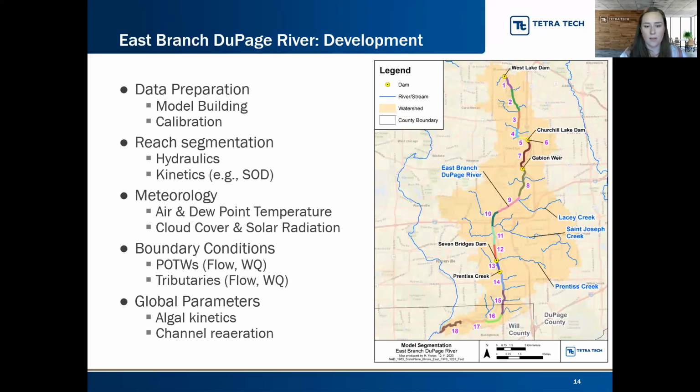And so for the East Branch, we have model year 2019, Westlake Dam, Churchill Woods Dam removed, but still a bit of an issue there. We have some weirs that don't have impoundments, and our rating curve hydraulics were based on the DuPage County FEQ model cross sections.